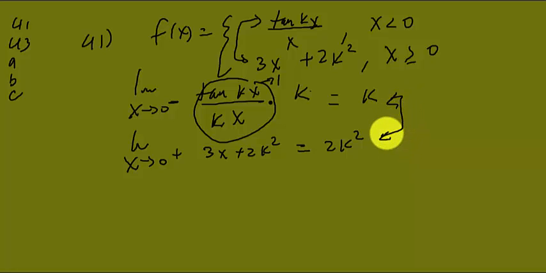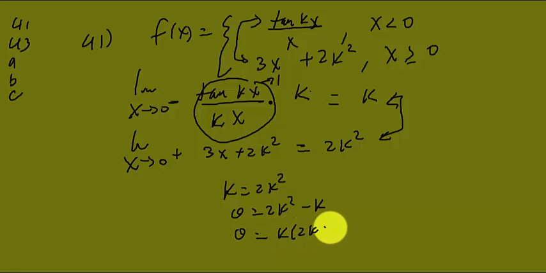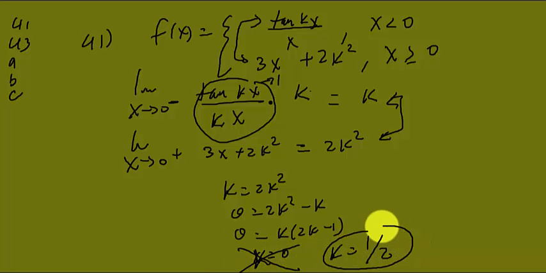Okay, that means that I'm going to set k is equal to 2k squared, and that means 0 is equal to 2k squared minus k, and then when I factor out a k, that'll give me 2k minus 1. So I get two solutions, k is equal to 0 and k is equal to 1/2. Since they told me non-zero solution, k is equal to 1/2. So if this was 1/2, and if this was 1/2, then these two will be connected.